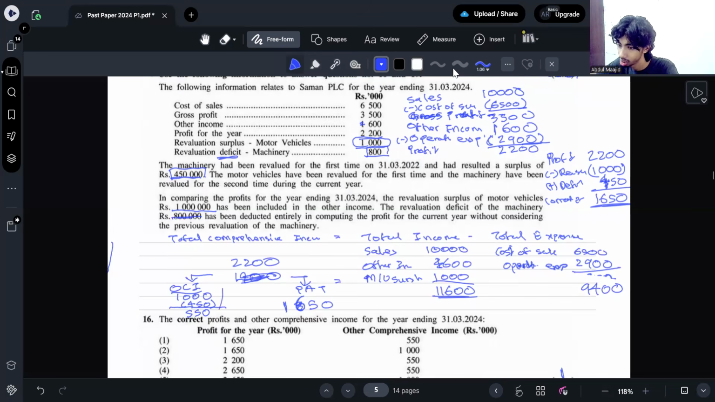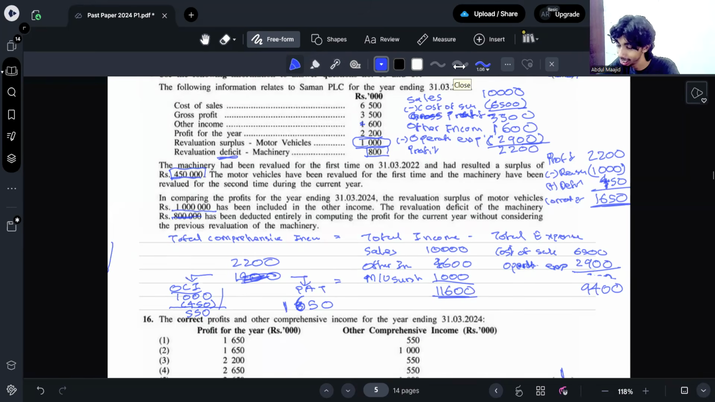This one, right? Now here I got total comprehensive income as 2,200. For that, now we found OCI as 550. Then when deducting the OCI from the total comprehensive income, I got the profit after tax. 1,400 minus 550, 850. Incorrect profit, and they are saying an error 850.